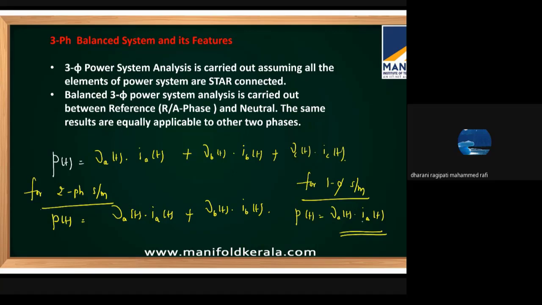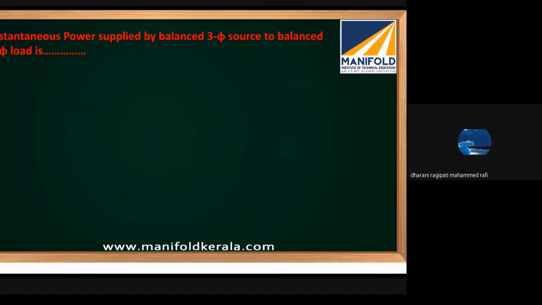So now he's asking for a three phase system. The instantaneous power PA of t is VA of t times IA of t. What is VA of t? Vm cos omega t. And what is IA of t? Im cos of omega t minus phi.